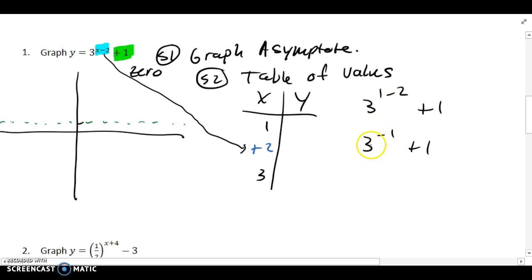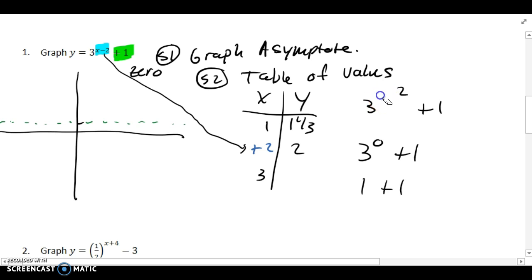Now, when we have a negative power, it just becomes a fraction. So it just switches upside down. So we get 1 1/3. Okay. Then we're going to do the same thing for 2. So I'm going to erase all this, and we're going to do the same thing. 3 to the 0 power is 1. 1 plus 1 is 2.